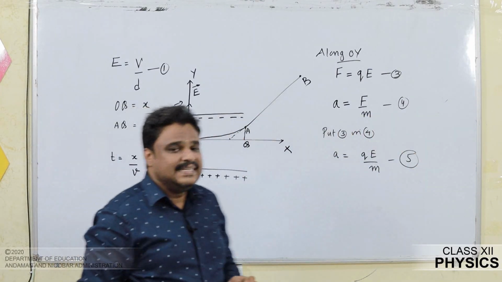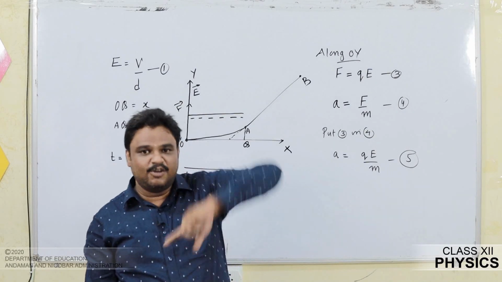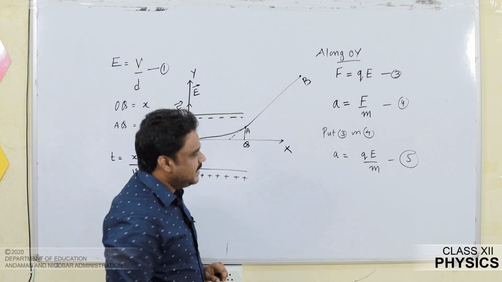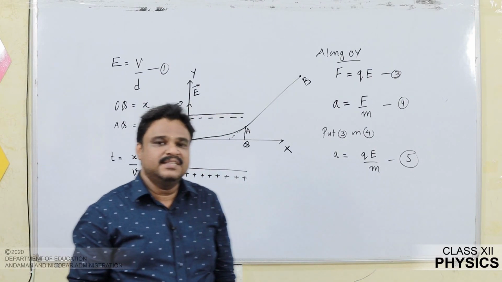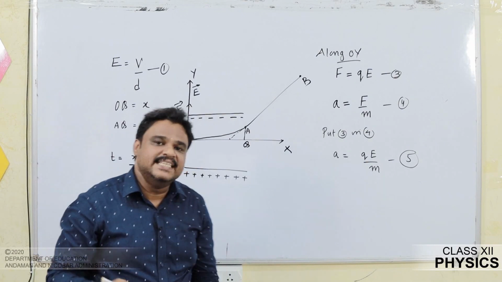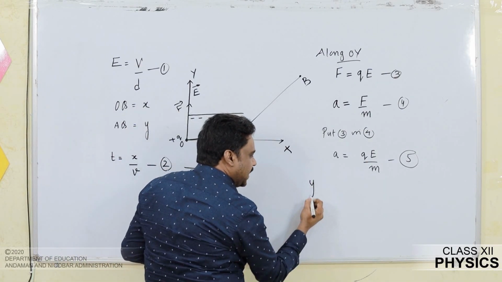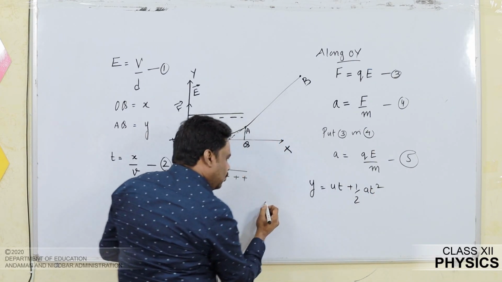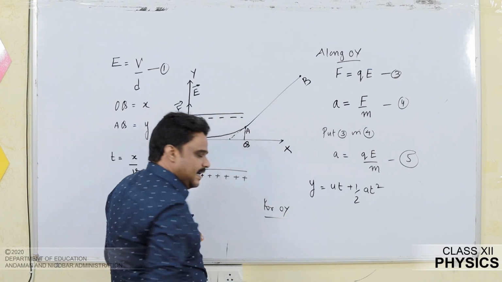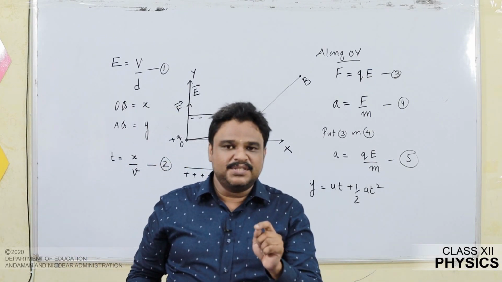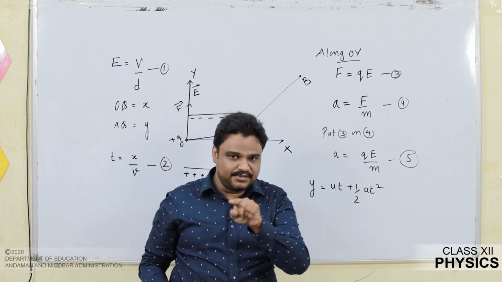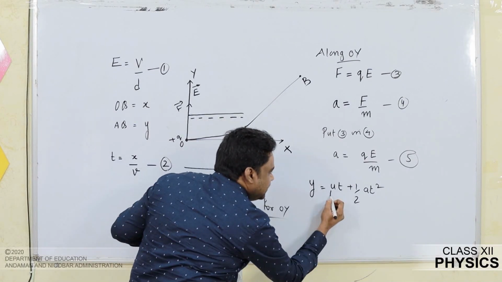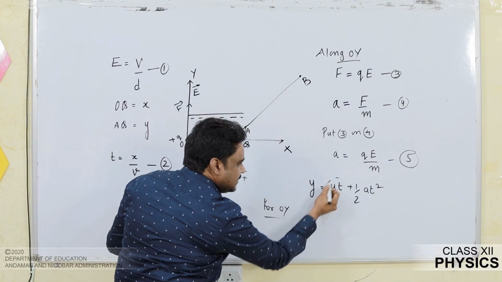Now let us calculate the distance covered by the charged particle along OY. I am going to use the basic equation of motion, S is equal to ut plus half at square. Modifying it for OY, S becomes y. We should know that the initial velocity of the particle is 0; the initial velocity is only along the horizontal. This means for vertical there will be no initial velocity, so u will be 0 and this term will be 0.